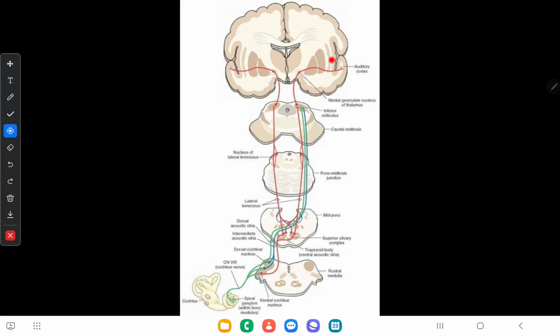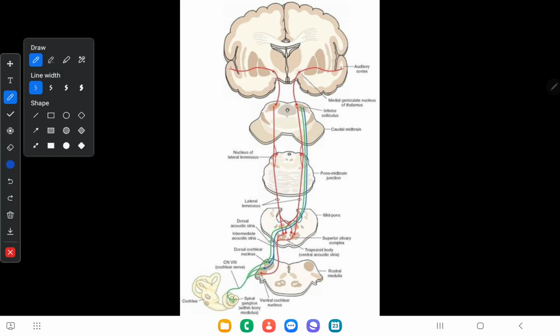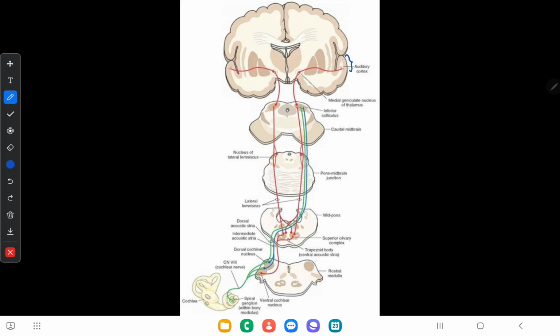The auditory radiation is composed of axons of neurons of the medial geniculate body. It passes through the sublentiform part of the internal capsule to reach the auditory cortex. And here is the auditory cortex on both sides, and this auditory area, the primary auditory area, is located on the superior part of the superior temporal gyrus. Here is the superior temporal gyrus. Actually, it is in the superior part of the superior temporal gyrus.